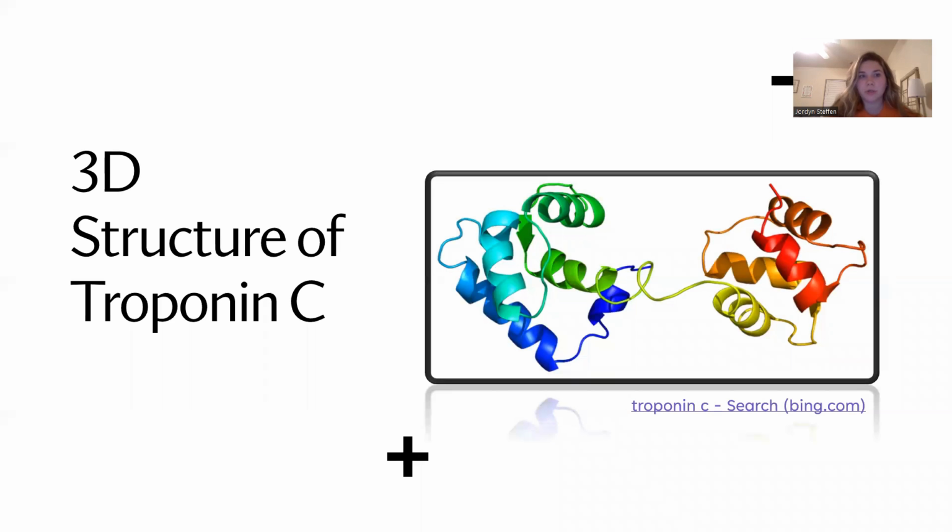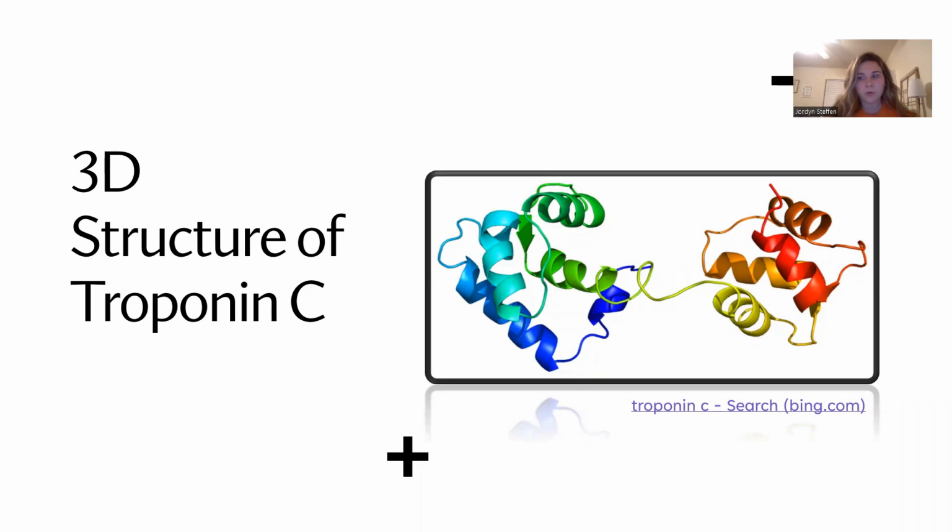So this is just a 3D structure of troponin C. It's a globular protein that has 162 amino acids. Its molecular weight is 18.4 kilodaltons. It's made of 2 globular domains, and it contains alpha helical structures that are connected with beta loops.